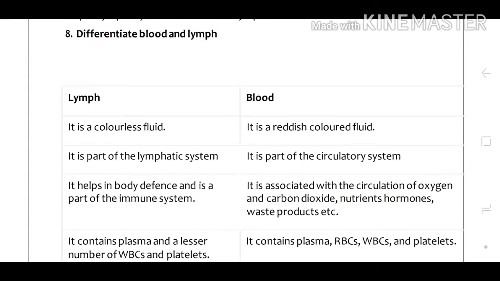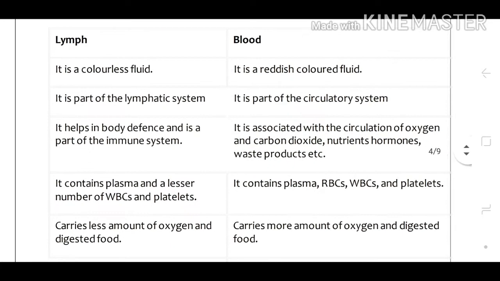Question 8. Differentiate blood and lymph. Lymph is the colorless fluid. Blood is the reddish colored fluid. Lymph is a part of the lymphatic system. Blood is a part of the circulatory system. Lymph helps in body defense and is a part of the immune system. Blood is associated with the circulation of oxygen and carbon dioxide, nutrients, hormones, waste products, etc.